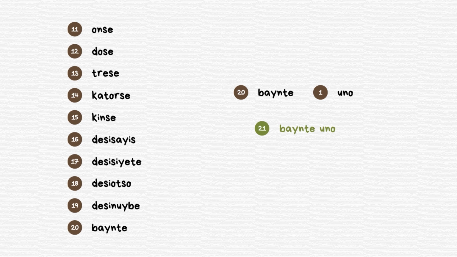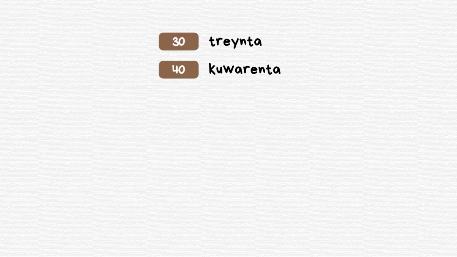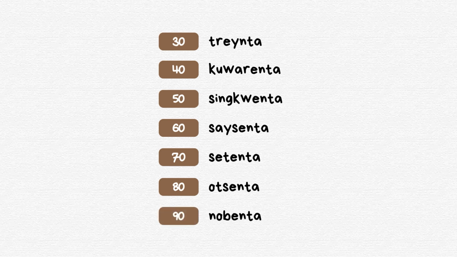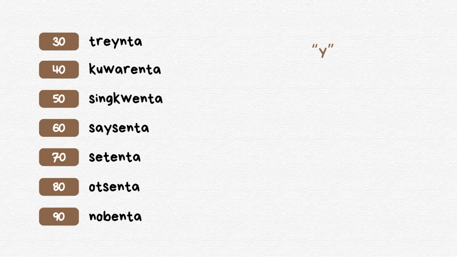For numbers from 30 to 90, 30, 40, 50, 60, 70, 80, 90. To add ones or units to them, for example, 31, we need to connect them with Y, which is similar to Y or E in Spanish, meaning and. So 30 is treinta, add Y, and then 1, which is uno, then 31 would be treinta y uno.